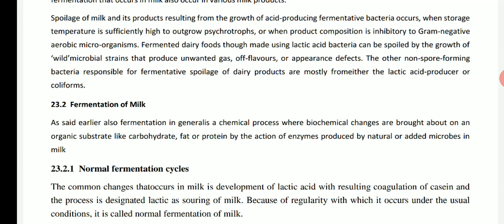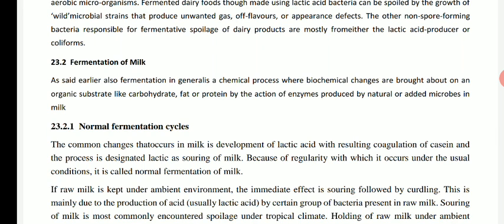This happens when storage temperature is sufficiently high to outgrow psychrotrophs, or when product composition is inhibitory to gram negative aerobic microorganisms. Fermented dairy foods made using lactic acid bacteria can be spoiled by growth of wild microbial strains that produce unwanted gas, flavors or appearance defects. The other non-spore forming bacteria responsible for fermentative spoilage of dairy products are mostly lactic acid producers or coliforms.